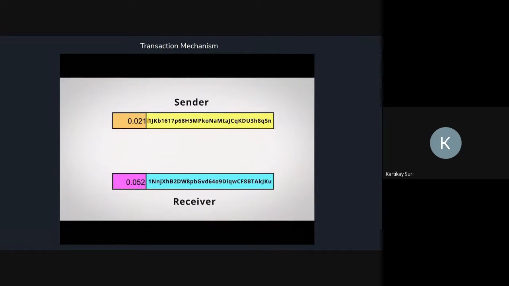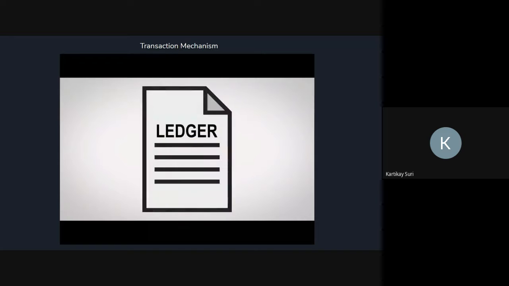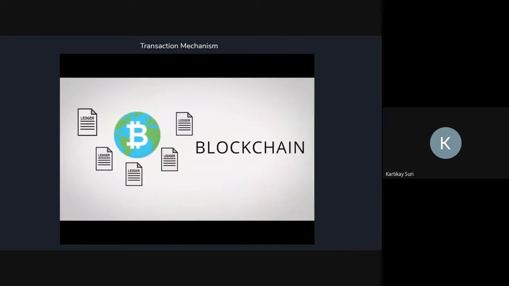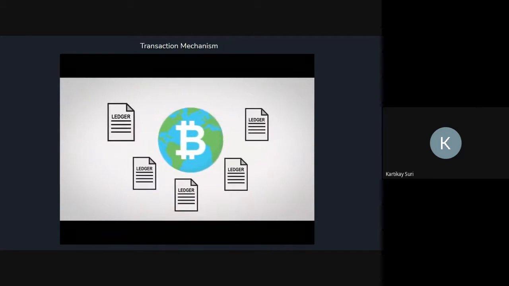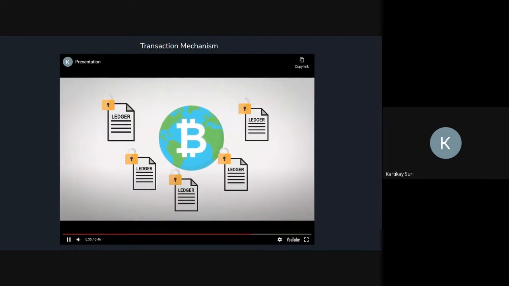So once the transaction is done, here we can see the senders are sending some amount of Bitcoin to the receiver, and they are identified only through their Bitcoin wallet addresses. These are further updated on the ledgers, and these are updated only with their wallet addresses and the amount that has been sent. Now, these ledgers are updated up to hundreds of times each and every single day.